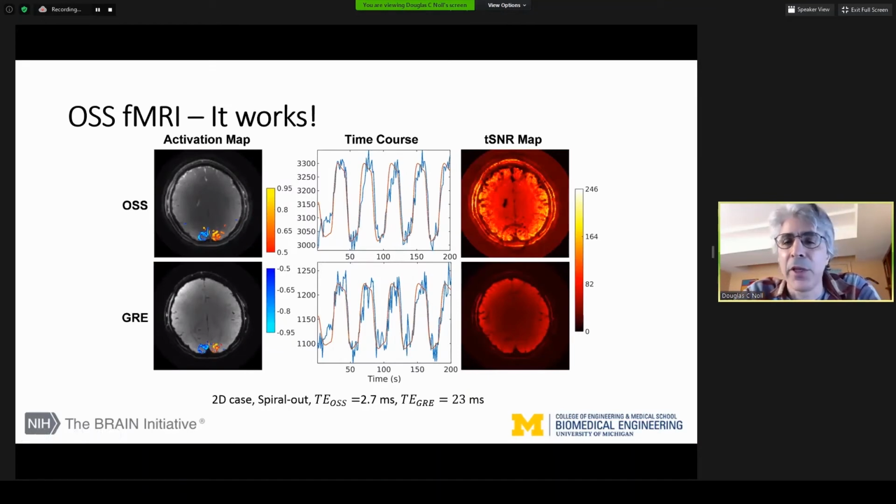Okay, and so does it work? Yeah, of course it works. This was some preliminary data that we acquired many years ago, where we took our combined images, the oscillating steady state or OSSI images, and those are shown here in the background, and we can see the activation areas shown here. We can see the fMRI time course, the TSNR maps. You can see that we have an improvement relative to GRE imaging. Okay, and so as you can see, it's quite promising. It's a quite promising method.